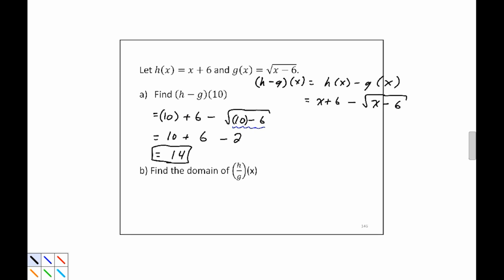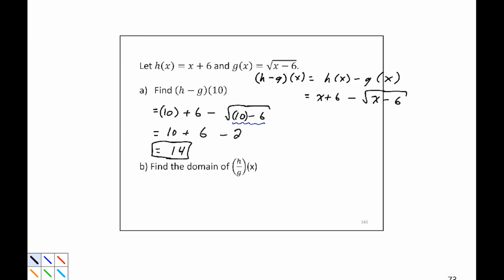Next, we want to find the domain of h divided by g of x. Separate functions. So h divided by g, well, that is going to be equal to x plus 6 as a numerator and the square root of x minus 6 as a denominator. Now we have two things at play here. One is that the denominator cannot be equal to 0. All right, so that means the square root of x minus 6 cannot be equal to 0, but also, because we have a radical, x minus 6 must be greater than or equal to 0. Those two things are at play.